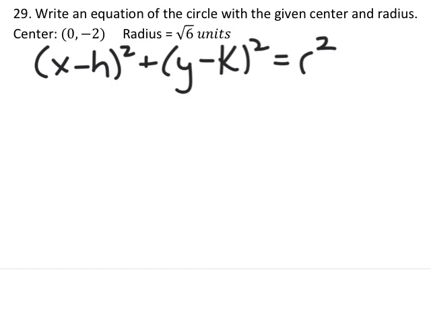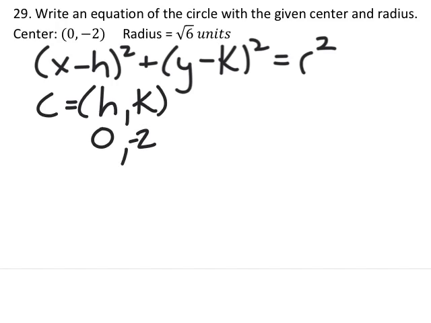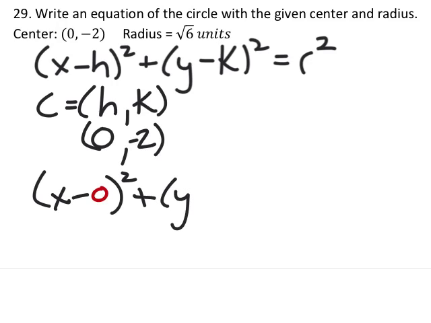With this formula, we can go ahead and figure out what our h and k are, remembering that the center is at h and k. So since our center h is 0 and k is a negative 2, we can go ahead and replace those values in the equation. H is 0 squared plus y minus the k, which is a negative 2, so that'll end up being a plus 2 there, equals the radius, which is the square root of 6, and we'll go ahead and square that.